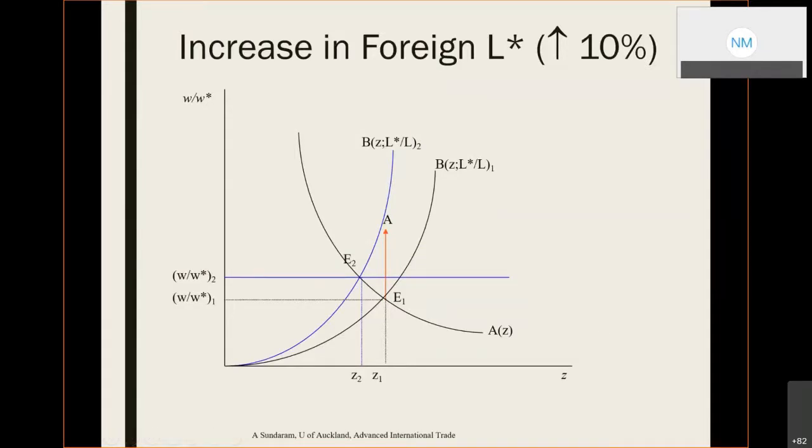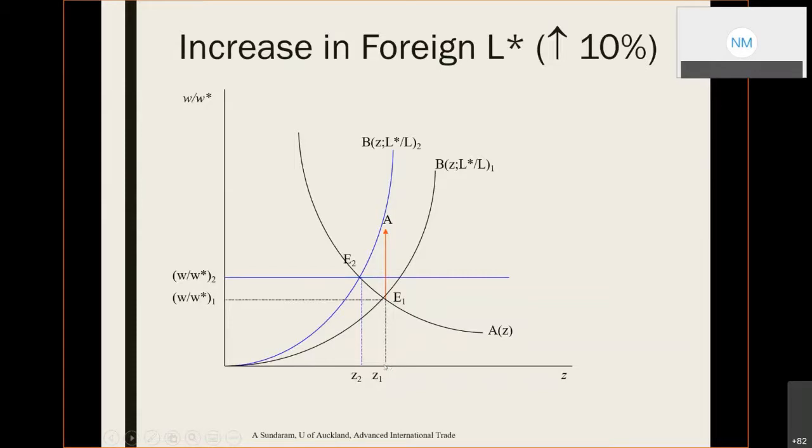Right, so it shifts to the left, up. Okay, so everyone said right for some reason. So L star has gone up, right? So that means an upwards shift from the black line to the blue line. If this shifts up, what happens? What changes in the model?